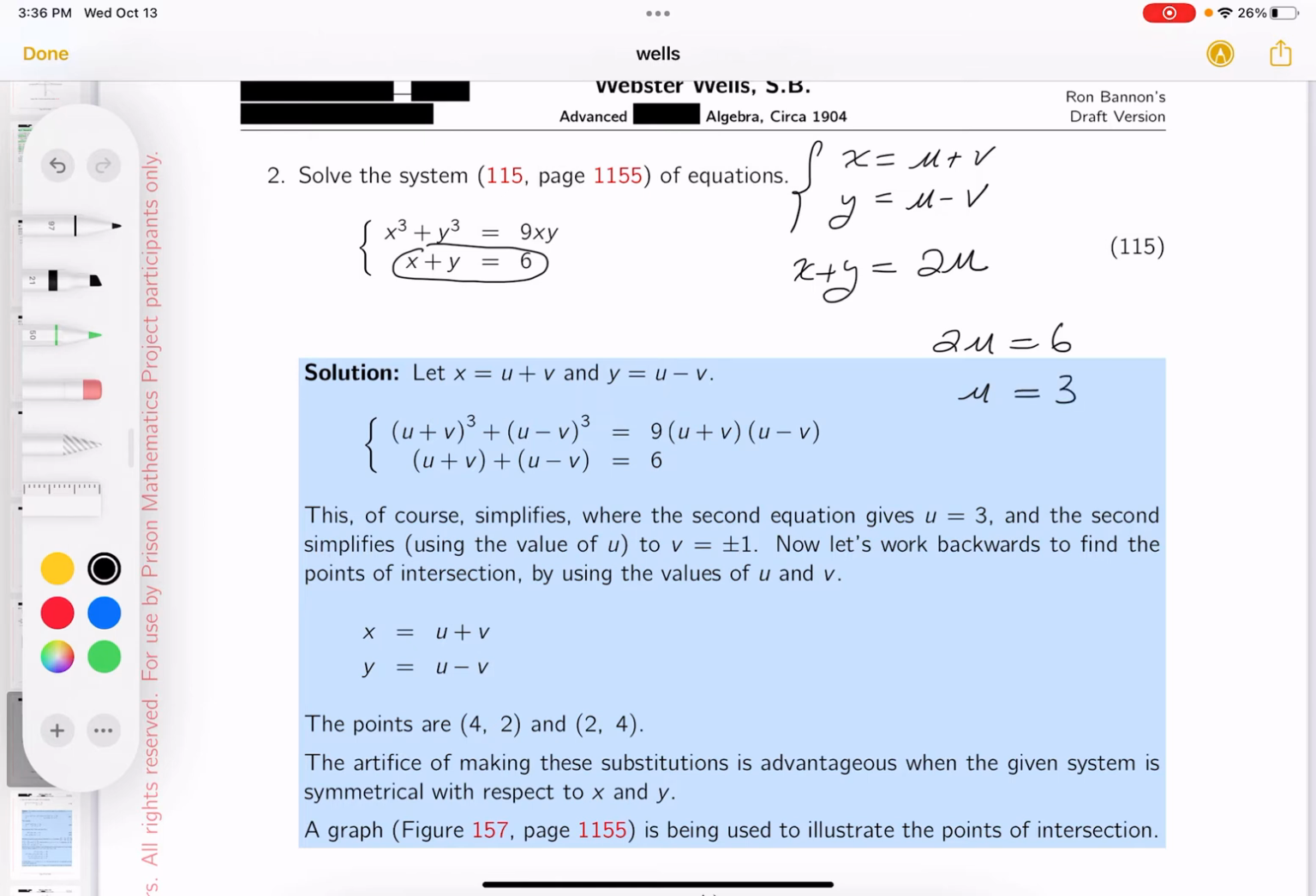I hope I didn't go too fast with that. So again, we saw a substitution that might work. I'm not saying it's going to work for us, but I saw something that may work for us. All right, x plus y is 2u. If 2u is equal to 6, u is equal to 3.